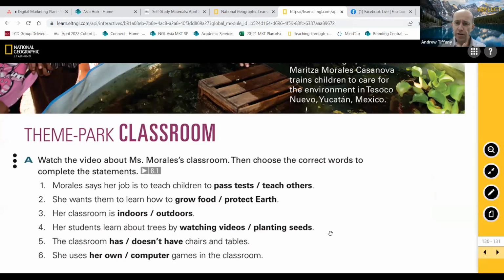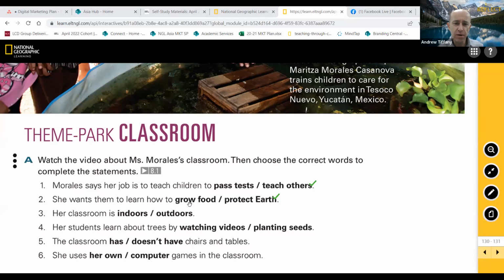Yeah, okay. So if we look at what we've got here, if we look at statement 1, Morales says her job is to teach children to do what? Yeah, teach others, I think, right? Yeah, I think it's teach others, right? Cool. What about the second one here? She wants them to learn how to protect the earth or grow food. Protect the earth. Now, why do you think it's protect the earth? What's your reason, right? Academic skill, right? You should always have a reason for saying what you think. Why do you think it's protect the earth? What might lead you to think that?